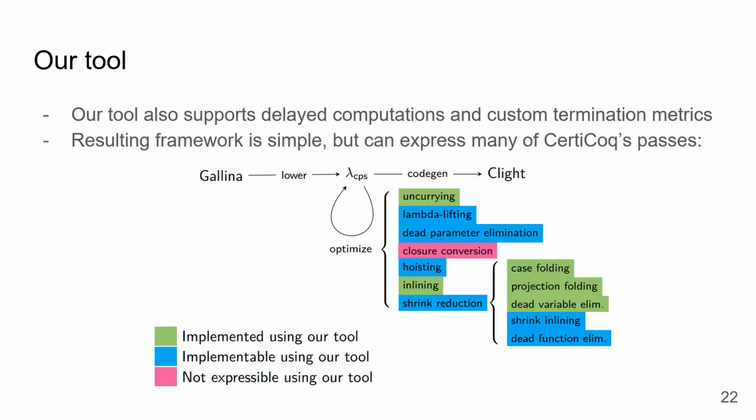In addition to this notion of helper data structures, our tool also supports a restricted kind of delayed computation and the ability to specify custom termination metrics. The resulting framework is simple but capable of expressing many of CertiCoq's backend passes. Here in green, I've highlighted the passes that we've implemented using our tool, in blue the passes that we believe could be implemented, and in red the one pass, closure conversion, which we believe is not expressible, mainly because it's rather tricky to figure out how to express closure conversion as a rewrite rule.